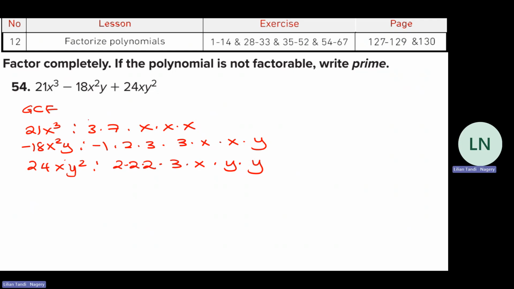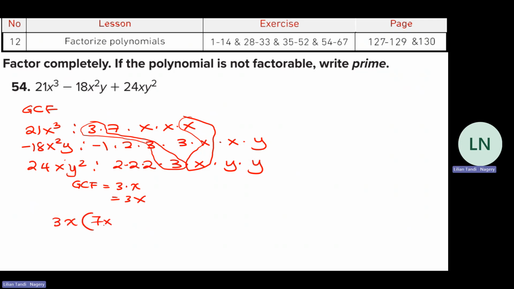Okay, so we have 3, and we have x. So the GCF, 3 darb x, which is 3x. So we have 3x (7x² minus 6xy plus 8y²).